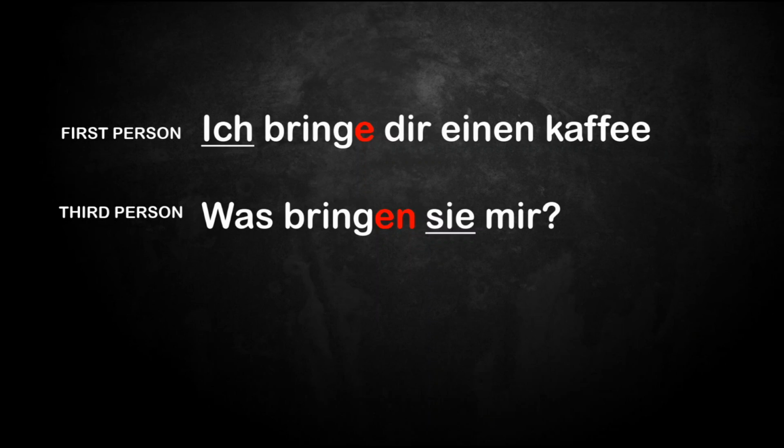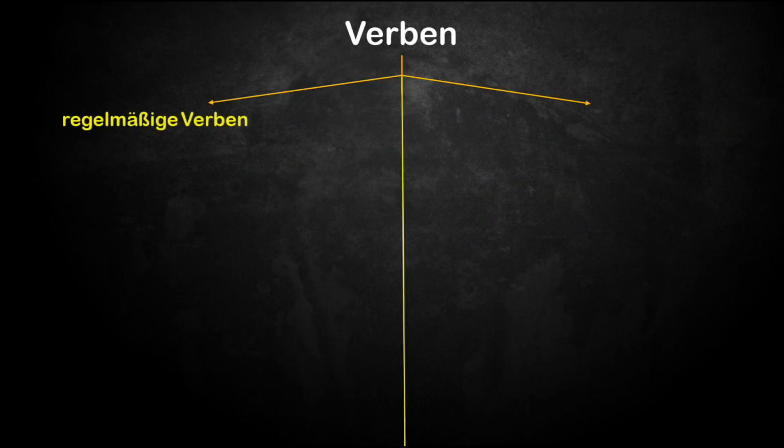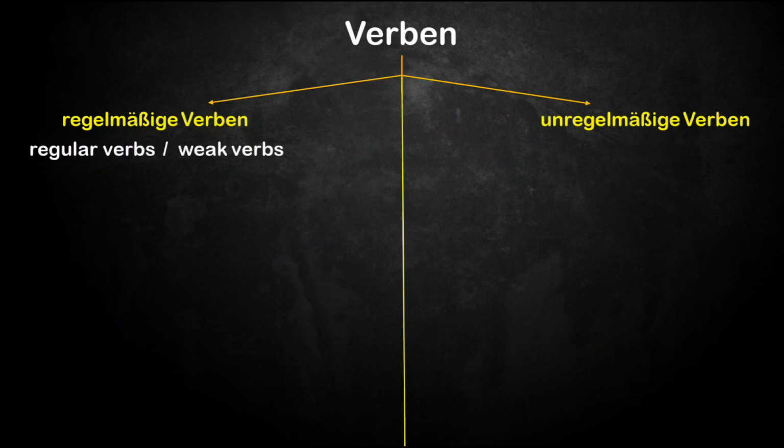Now, before we see these endings, let's see the two major categories into which verbs are divided in the German language. Verben. Remember, there are more categories, but as a beginner, you should focus on these two first. Regelmäßige Verben and unregelmäßige Verben. Regelmäßige Verben are also called regular verbs or weak verbs. Unregelmäßige Verben are called irregular verbs or strong verbs.